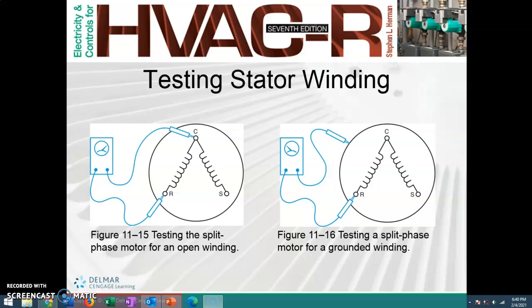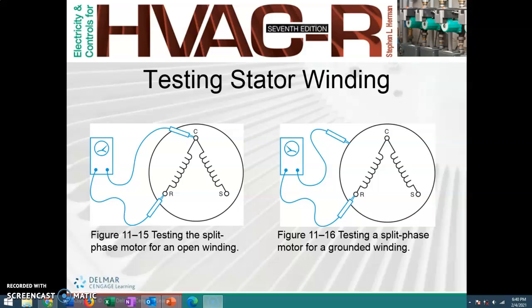Cannot emphasize this enough. I know I've already said it before, but never ohm out a live circuit. With an old school ohm meter, you're looking to have something blow up in your face. With a newer ohm meter, you're probably going to blow a fuse and have to pay some money to get it fixed or buy a new meter. Either way, it's expensive, it's potentially dangerous, and it's a waste of time. So disconnect power, and you're going to test the stator winding. Now it shows you this on the schematic.